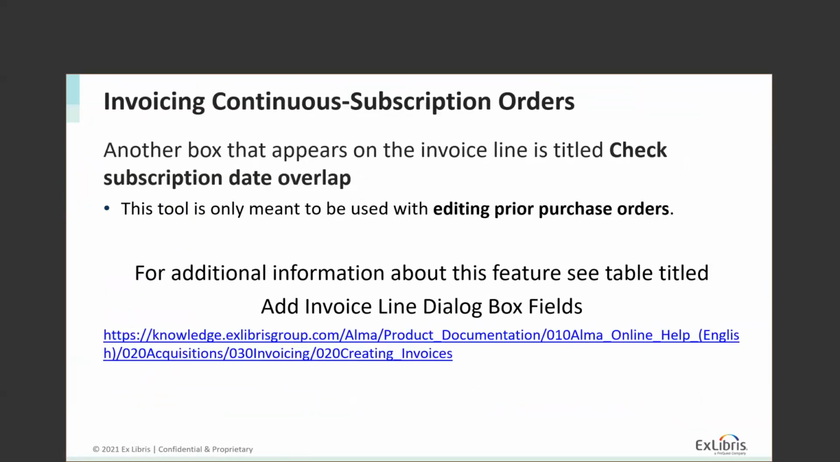Another box that appears when we create a continuous subscription PO line or invoice line is this check subscription date overlap. Don't check it. It's a tool. I wanted to explain what it is. It's a tool used with editing prior purchase orders. And then this goes into more of the detail about what that functionality does. Since we're just getting Alma or acquisitions up and running, I don't want to dig too deep into that right now.